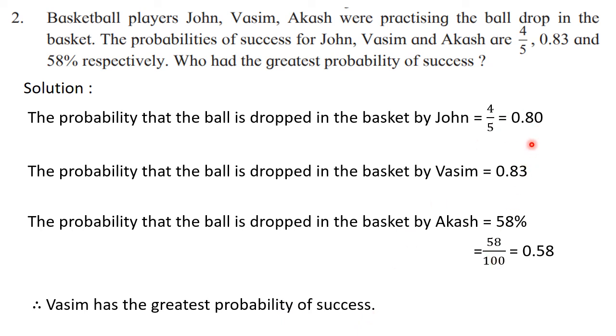Now, as I am telling you, it is your choice, you can convert it to the decimal fraction, or you can convert it into percentage also. You know that to convert into percentage means to simply multiply by 100. So you can do that also for the first one and second one. Here if you convert into percentage, 4 upon 5, if you multiply by 100, you will get 80%. And here if you multiply by 100, you will get 83%, and this is already in percentage. So then also you will get the same answer, that Wasim has the greatest probability of success. Okay, so this was a simple question of 1 mark. Now let's go ahead.